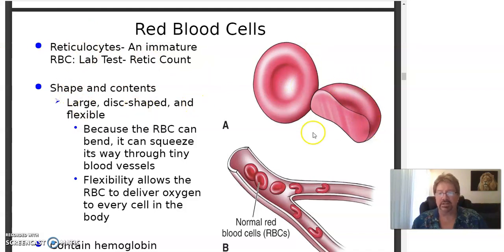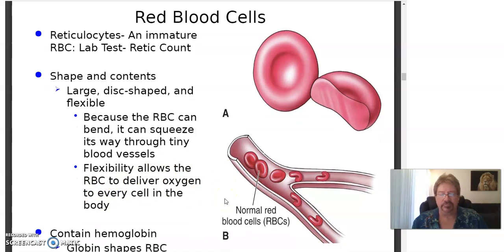Shape: large, disc-shaped, and flexible. It's a biconcave disc, like a throat lozenge. Because the red blood cell can bend, it can squeeze its way through tiny blood vessels. And yes, they do that, guys. I've seen actual photographs of it. Some of the little capillaries in the body are so small that the red blood cells have to squeeze down in single file. Flexibility allows the red blood cell to deliver oxygen to every cell in the body.